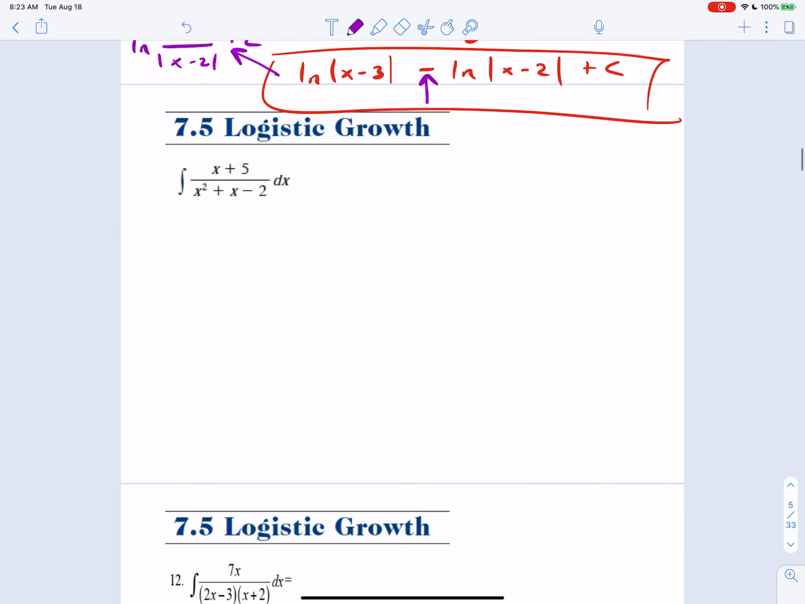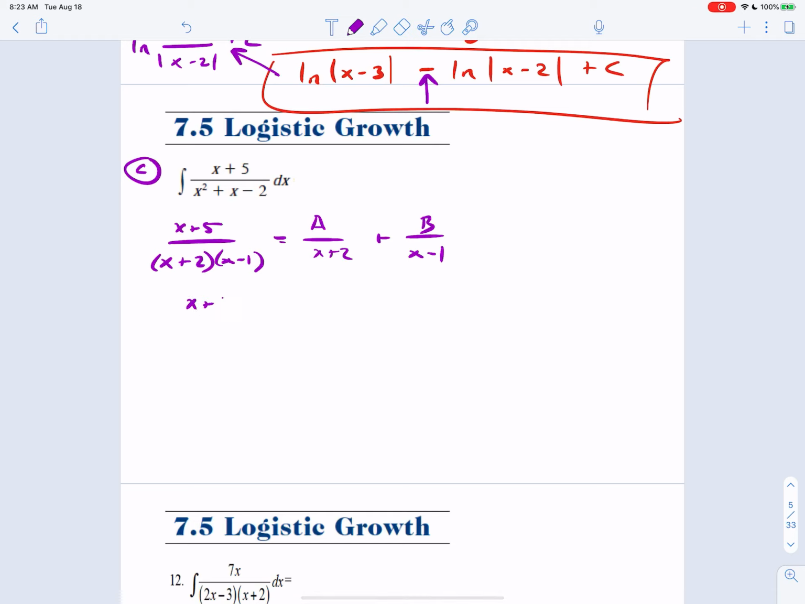Here's one for you to try, part C. Play when you're ready. Okay, this is x plus 5 all over x plus 2, x minus 1. That's going to be A over x plus 2 plus B over x minus 1. Then I'll have x plus 5 equals A times x minus 1 plus B times x plus 2. If I let x equal 1, I will have 6 equals 3B. So that means B comes out to 2.